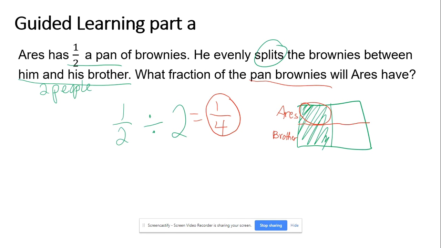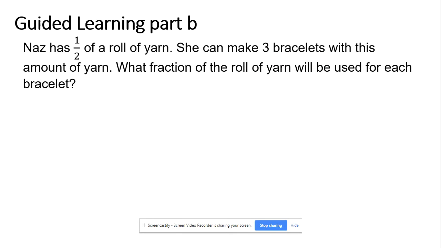If you don't understand, that's okay. We have 5 that we're going to do together, so don't get nervous. Let's try part B. Naz has 1/2 of a roll of yarn. She can make 3 bracelets with this amount of yarn. What fraction of the roll of yarn will be used for each bracelet?